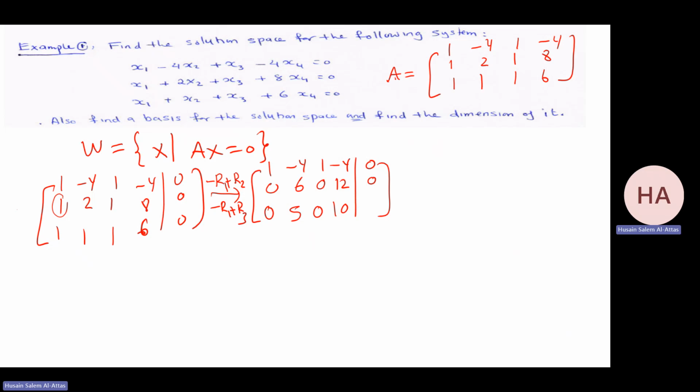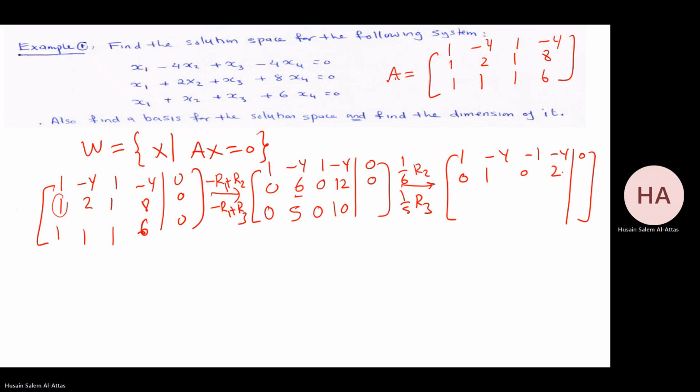Okay. So now I can take 1 divided by 1 over 6 for R2, and 1 over 5 for R3. What will be the new matrix? 1, minus 4, minus 1, minus 4. This is 0, this is 0, 1, 0, 2, 0, 0, 1, 0, 2, 0.